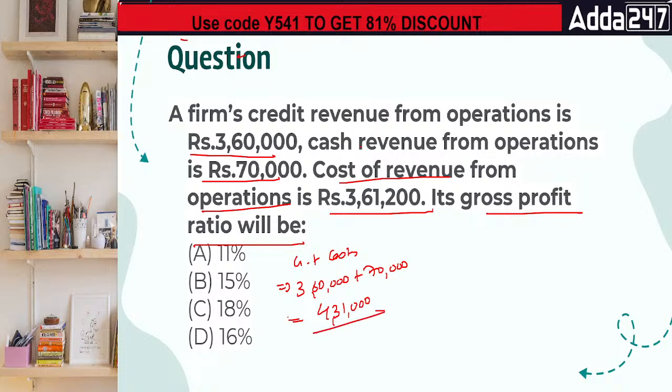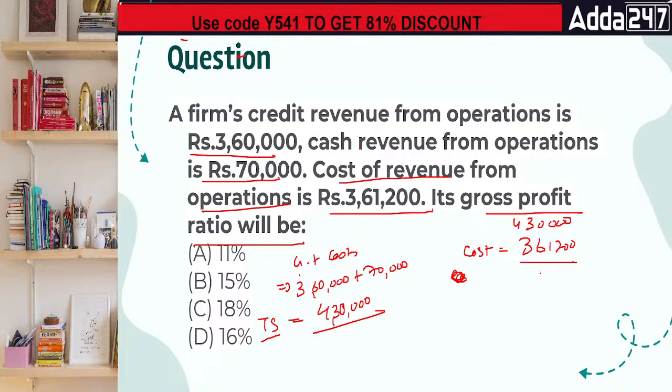This is my total sales. Adding up both, everyone, 3 lakh 60 plus 70, 4 lakh 30, this is my total sales. Now let's look at the revenue, cost. My cost is 361,200. From 4 lakh 30,000, remove 361,200. You get the profit.